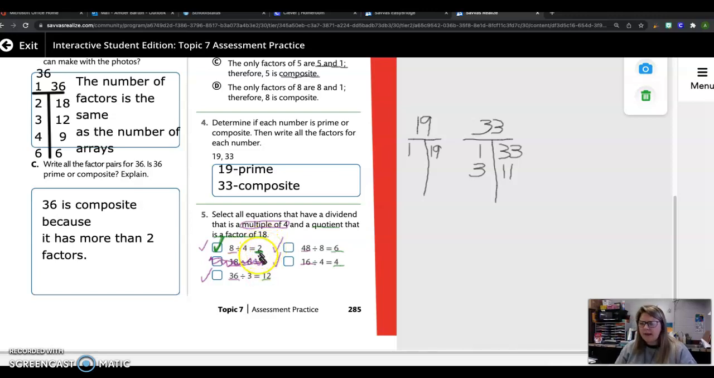No, we can't multiply 12 times something to get to 18. So we know this one can't work. It's a no-go. We're going to exit out. Let's look at this next one.